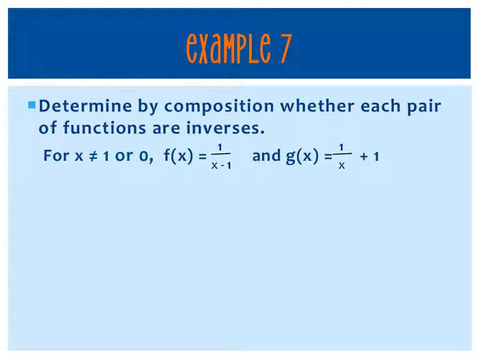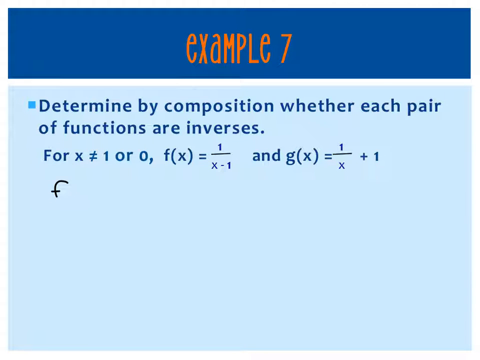Let's try one. It says determine by composition whether each pair of functions are inverses. And this time it says x cannot equal 1 or 0. Why do you have that? Because of the denominators. Good. It's giving you the domain restriction already. If they were 0 or 1, then those would be undefined.